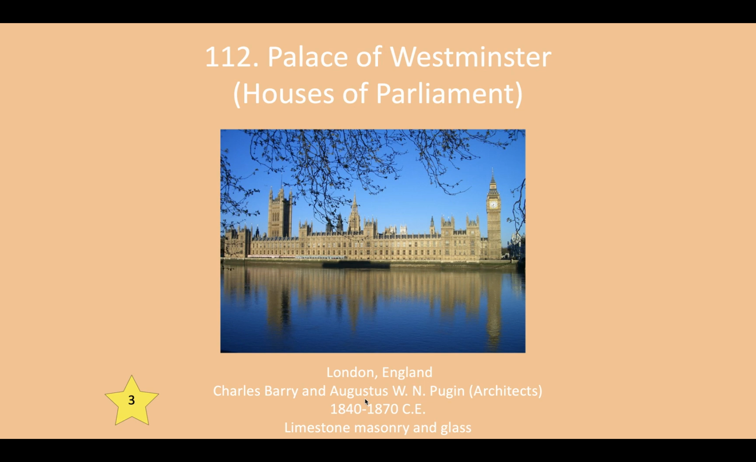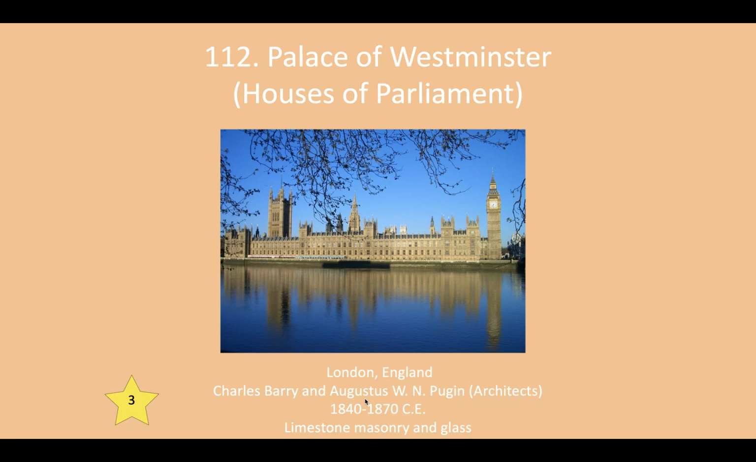So they got 97 entries to their contest. 91 of the 97 entries were in the Gothic style, because clearly people were looking around them and going, everything is so ugly. Let's build something tall and beautiful. And so what happens is Barry and Pugin worked together, because Barry was an architect and Pugin was a historian. And they worked together to come up with this beautiful combination of sort of the modern and the Gothic.